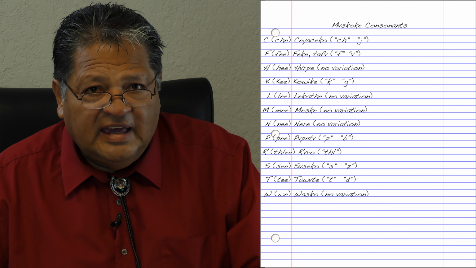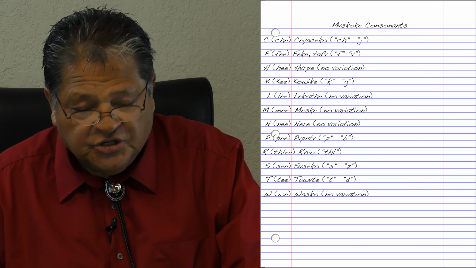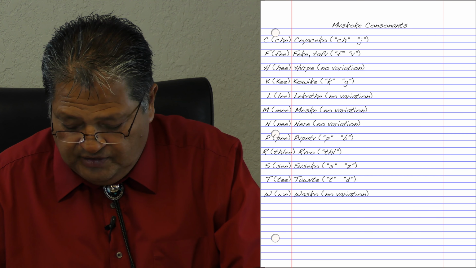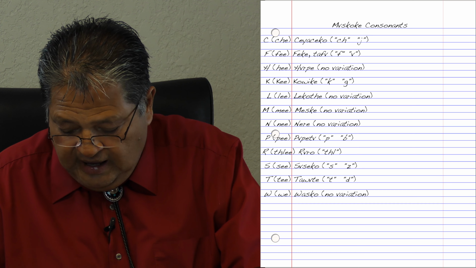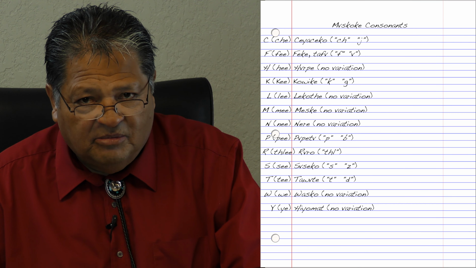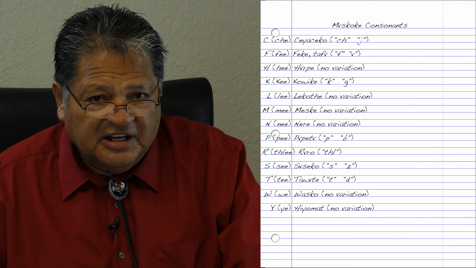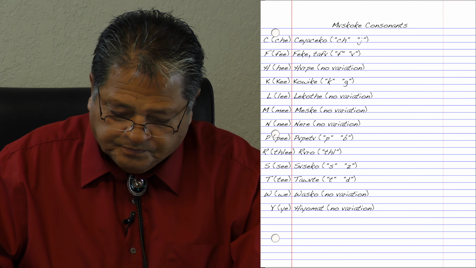The letter we, in the Muskogee letters, has no variable. It always makes the w sound like a W. Wasco. And finally, the letter ye also has no variable. It always makes the Y sound as in hayomad.